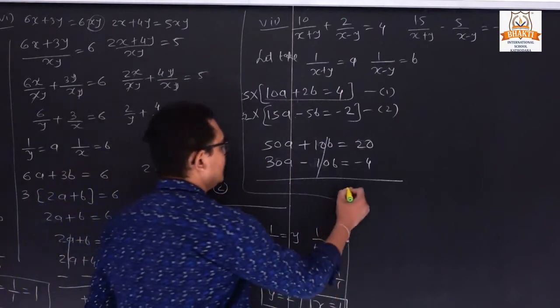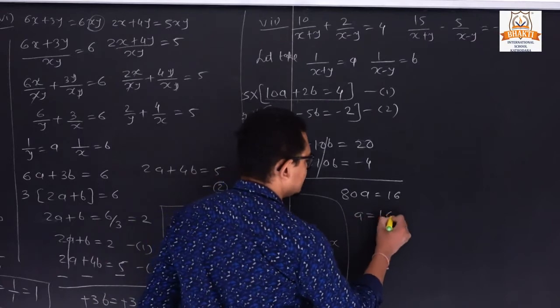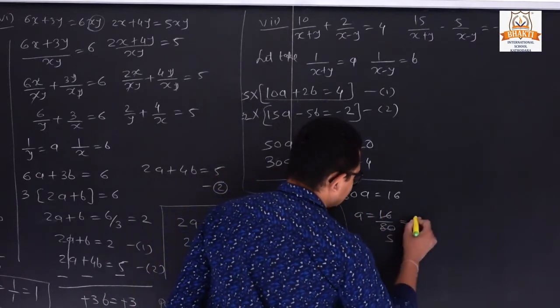50a plus 30a, 80a, is equal to 16. So a is equal to 16 upon 80. So 16 ones are 16, 16 fives are 80, so it is 1 by 5.